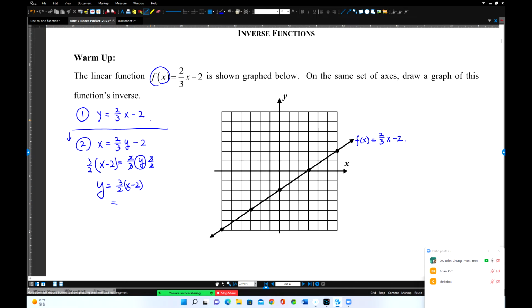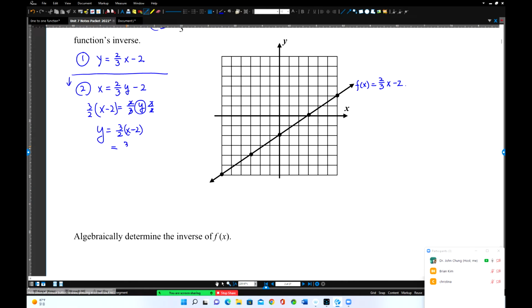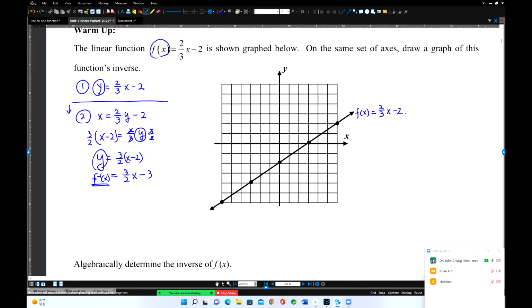Slope-intercept form is okay. That is 3/2 x plus 3/2 times 2, which is 3. To avoid confusion with the original y, we replace it with f inverse of x. This is the inverse of the original function.